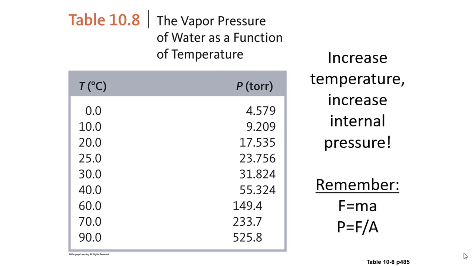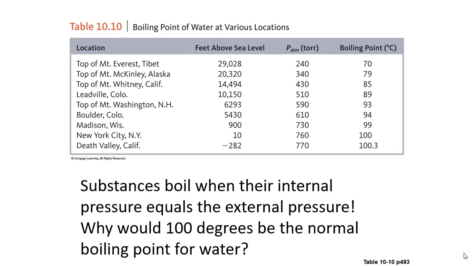So let me say what I said a moment ago again. As you increase temperature, you're increasing the internal pressure. Once your internal pressure equals your external pressure, that's when you're going to start to have evaporation. Your substance is now going to turn into a gas from the liquid phase. That's why your boiling point varies at different locations. When you're up high on Mount Everest or Mount McKinley in Alaska, your pressure is a lot lower because you don't have a lot of atmospheric particles pressing down on you. You're higher above sea level, so your pressure is lower, and your boiling point goes down.